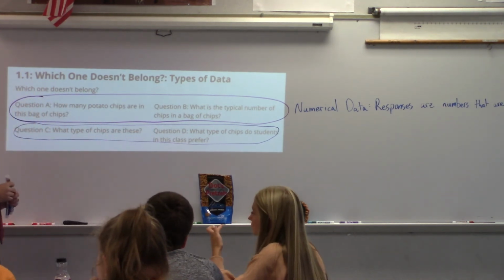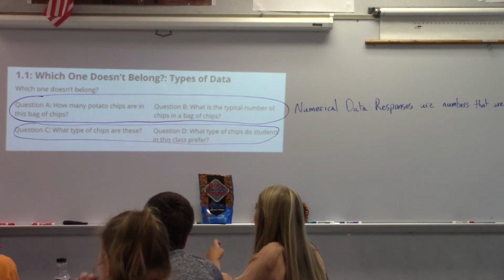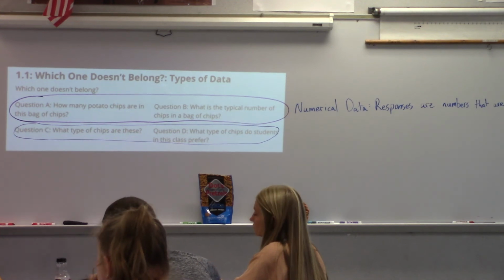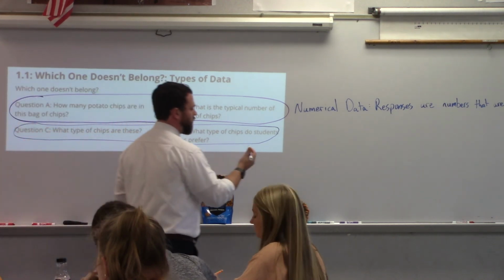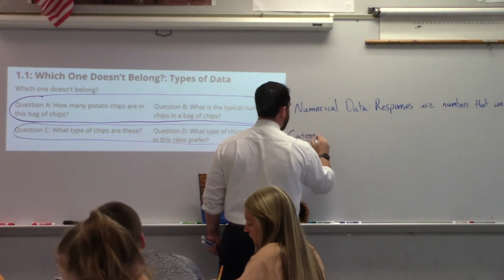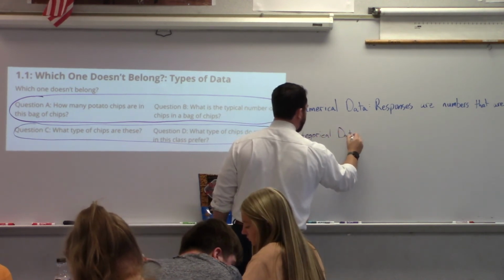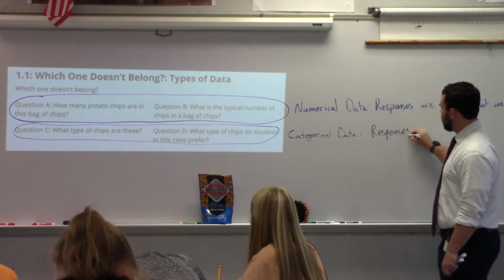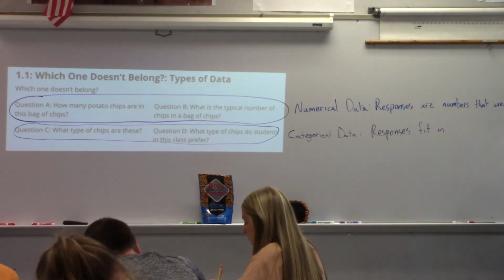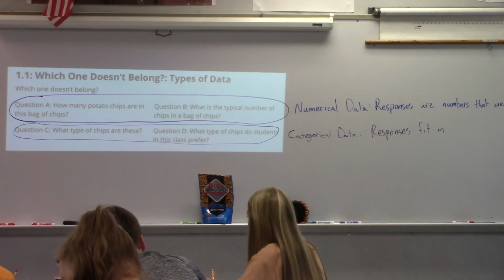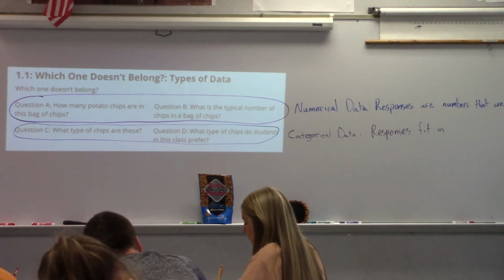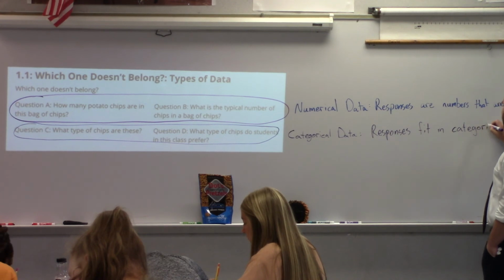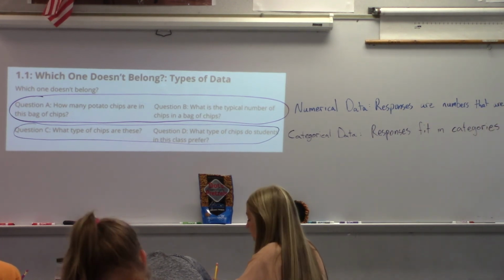What about questions C and D? What do they have in common? The type of chips. It's a type, right? In statistics, when we're talking about a type, we're talking about categories or categorical data. So what do you think the responses fit into? It's called categorical data. Categories. That's it, right? Like, mathematicians are not original. A lot of times the word is telling you exactly what it is, right? Categorical data, the responses fit in categories.